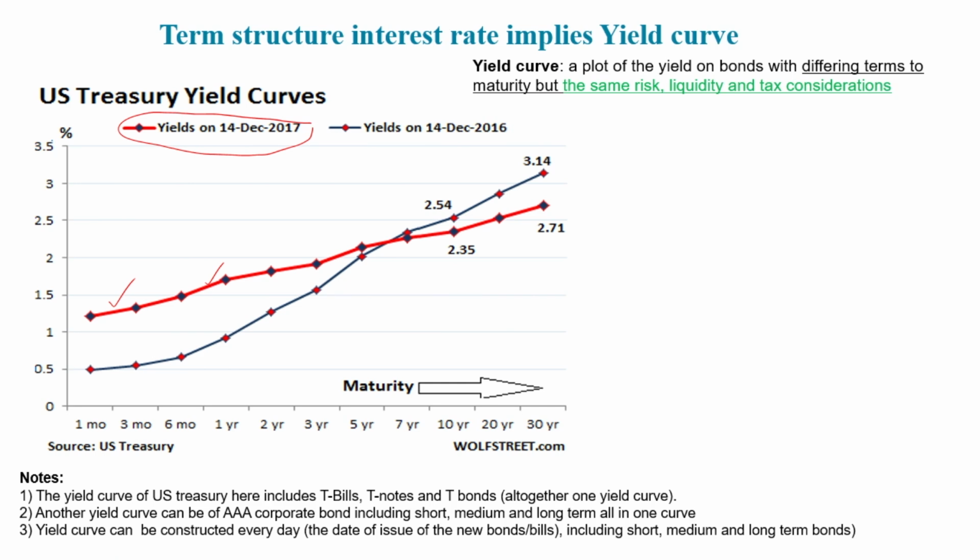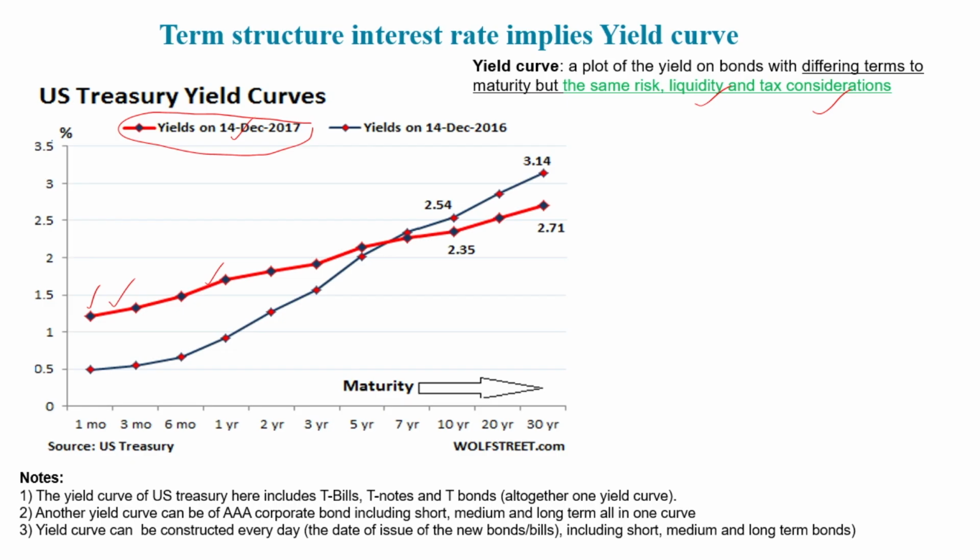For example, here we are only taking US government. Only the difference here, and the liquidity is same, tax considerations are same. The only difference is that we are taking different debt instruments issued by the US government. One is, for example, 1 month. This is on the date. Just take the date, for instance, here, 14th December 2017.